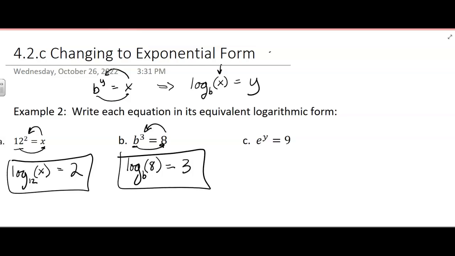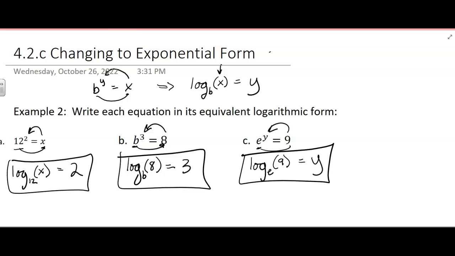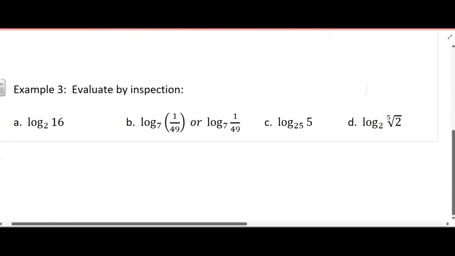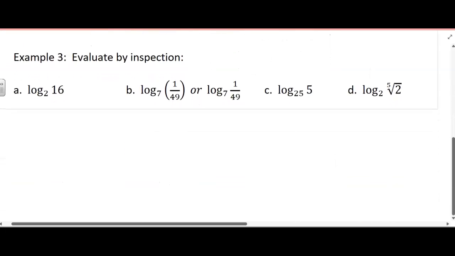All right, now we're going to take this one and we're going to write log base e, there's the base, of 9 equals y. Now, when the base is e, that's special. We'll get to that in this section, but not right now. Okay, so that's how it works. You do a couple of them and hopefully it's not too bad.